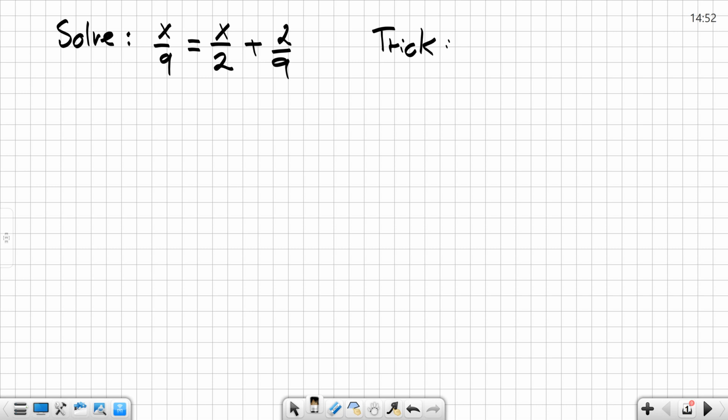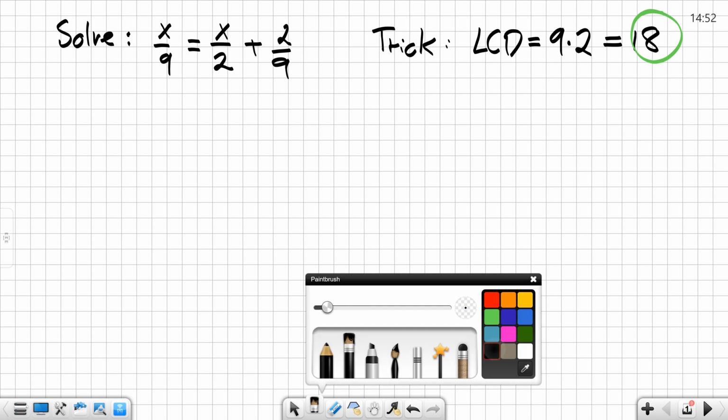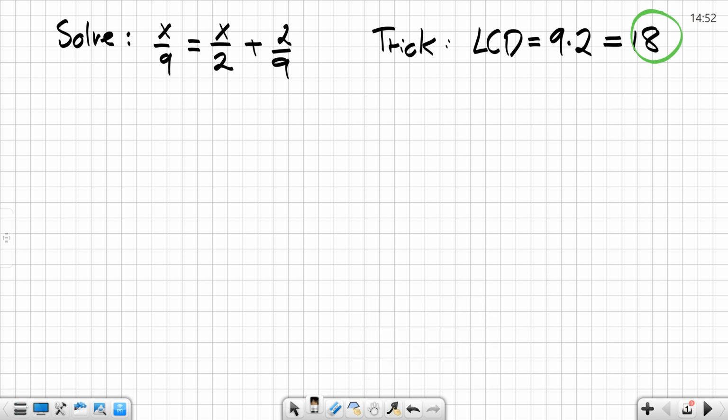Multiply both sides by the least common denominator. And the least common denominator in this case is 9 times 2, which is 18. So in other words, what I'm going to do right now is take 18 and multiply the left side of my equation and the right side of my equation, everything, with 18. You may think about 18 as 18 over 1.